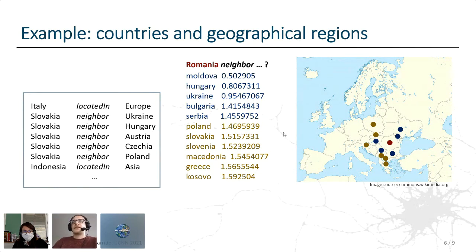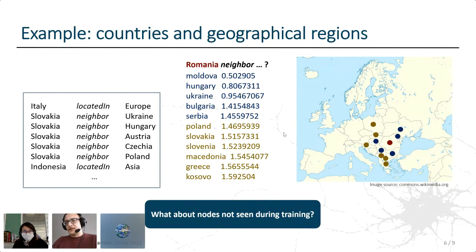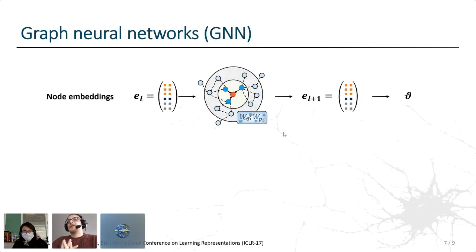The question is, is there some way to deal with this scenario? What about nodes that are not seen during the training? There's a very famous and nowadays often used model that has many nice properties, called graph neural networks, that can deal with exactly this kind of challenge. Here the idea is that we don't just take the node embeddings as they are, but we squeeze them through a neural layer, where we enrich the embeddings and update them to get better embeddings, which we then use for our scoring.